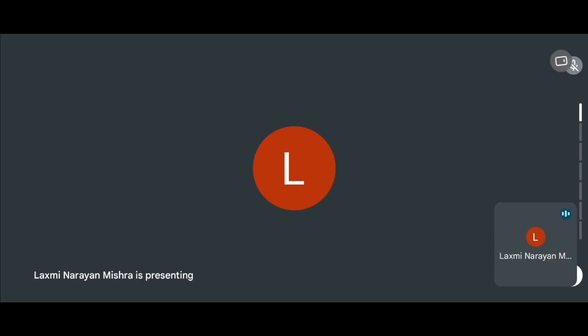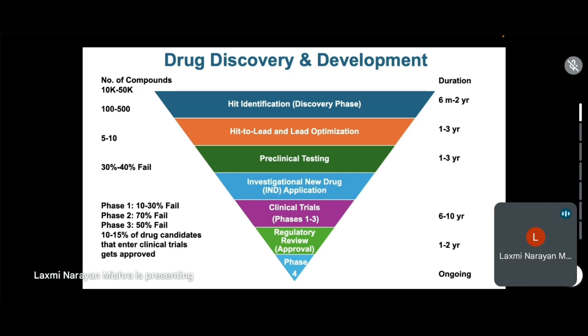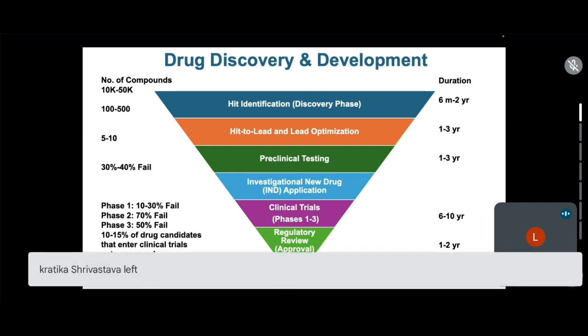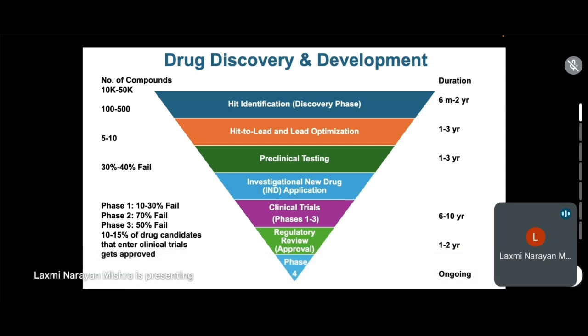So the goal is to understand the disease mechanism to identify potential drug targets. And during that phase, that is before hit identification, that is the discovery phase, which is done in most of the academic labs, we gain a deep understanding of the disease's molecular pathways, including genetic, biochemical, and environmental factors that contribute to disease progression. And these can involve both literature research and clinical studies.